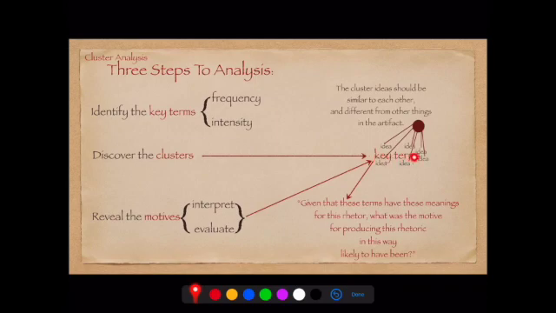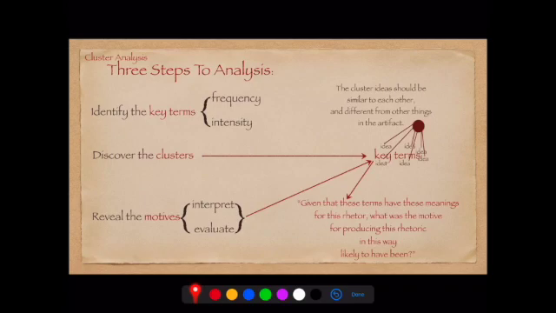Given what we have learned about how these key terms have meaning, what do you think the rhetor was up to? Because Burke would say the clustered ideas that gather around the key term tell us what the key term means to this rhetor. So given that this rhetor thinks this term has this meaning, what do you think their motive was? That is what Burke wants you to get to.